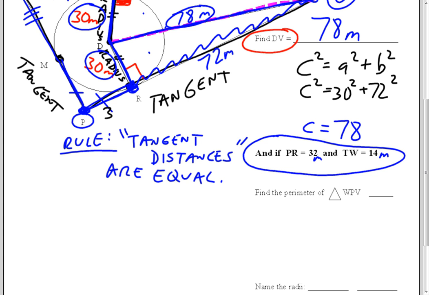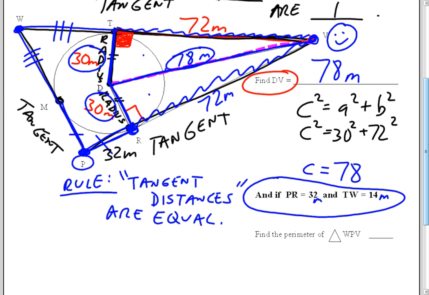You've got 32 meters right here. You've got 14 for TW. That's up here. But I just said, according to this rule, that this should also be 32. And this should also be 14. Mistakes that my other class is making: they're thinking that from here all the way to the other exterior point is the same as maybe from here to here. It's not from external point to external point, it's from external point to a tangent point.